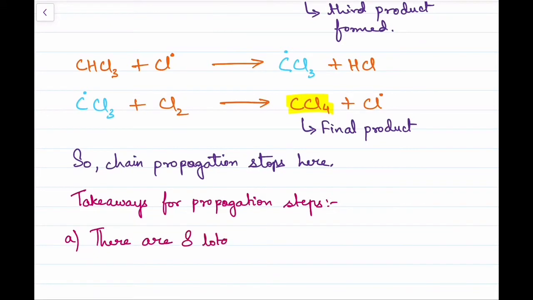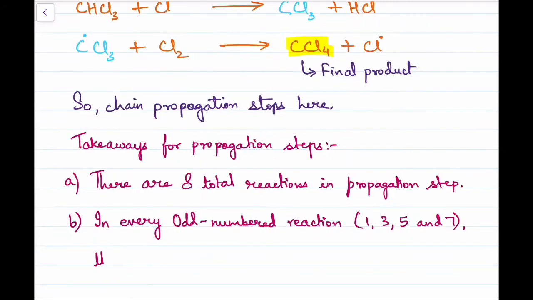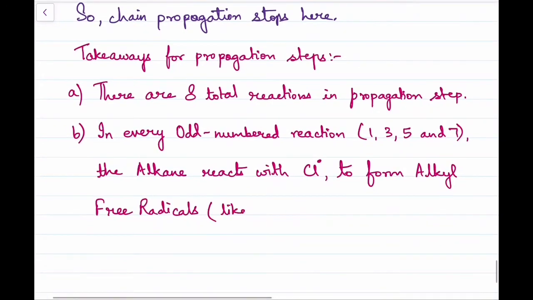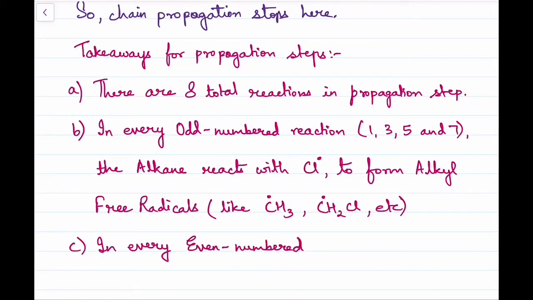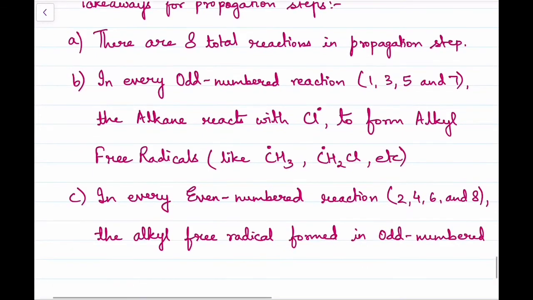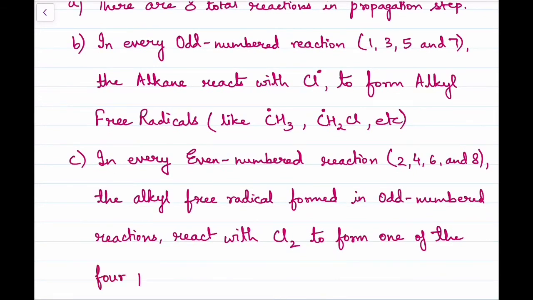Point A, there are 8 total reactions in the propagation step. Very easy to remember. 8 total reactions in the propagation step. Point B, in every odd numbered reaction, that is the first, third, fifth and seventh reaction, the alkane reacts with chlorine free radical to form alkyl free radicals. And in every even numbered step, that is the second, fourth, sixth and eighth reaction, the alkyl free radical, which was formed in the odd numbered reaction, reacts with chlorine to form one of our products. And thus the 4 products of chlorination of methane are formed in the propagation step.